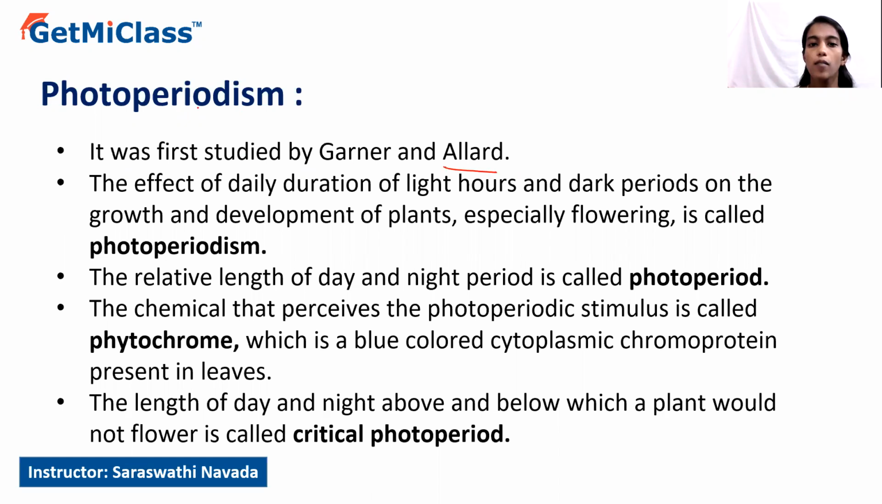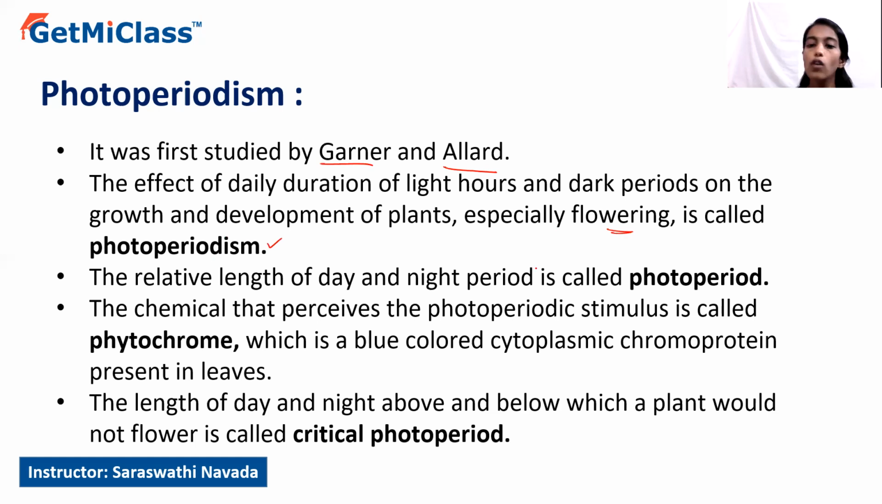These two first conducted studies related to photoperiodism, and the effect of the daily duration of the light hours as well as dark periods on the growth and development of the plants, especially flowering, is called photoperiodism. So this is the definition of photoperiodism. In simple terms, we can say it is the effect of the duration of the light and dark hours in a 24 hour period on flowering of the plant.